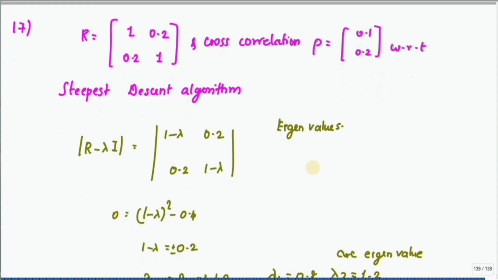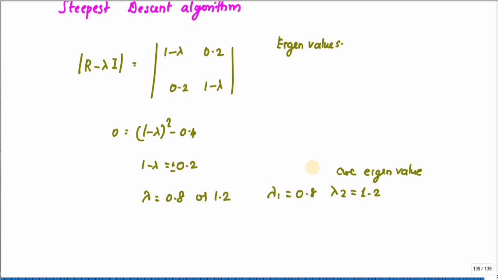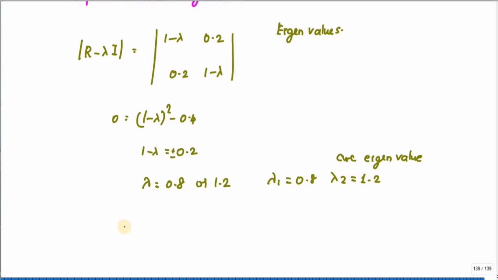So for that you have to take the determinant in order to find the eigenvalue. So 1 minus lambda the whole square minus 0.04, that should be equal to 0. So I can write 1 minus lambda is equal to plus or minus 0.2. So lambda is equal to 1 minus 0.2 or 1 plus 0.2. So that is lambda is equal to 0.8 and 1.2. So these are the eigenvalues.